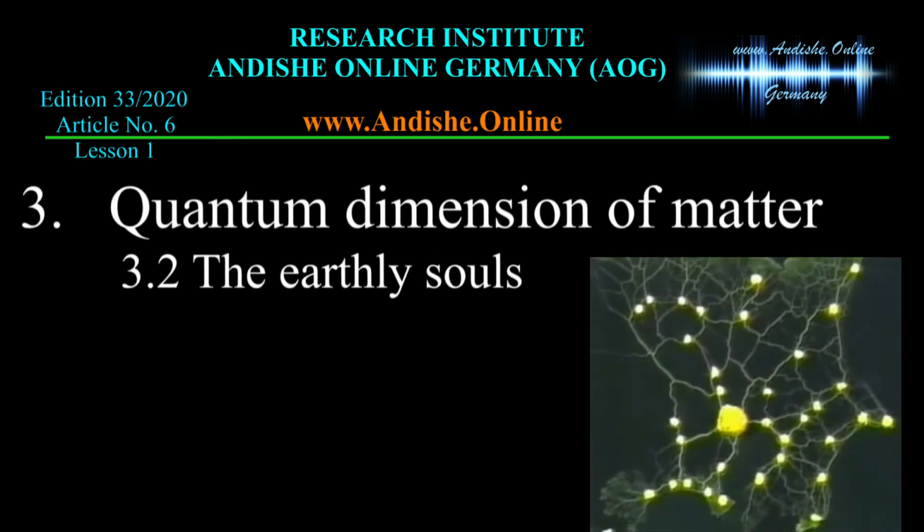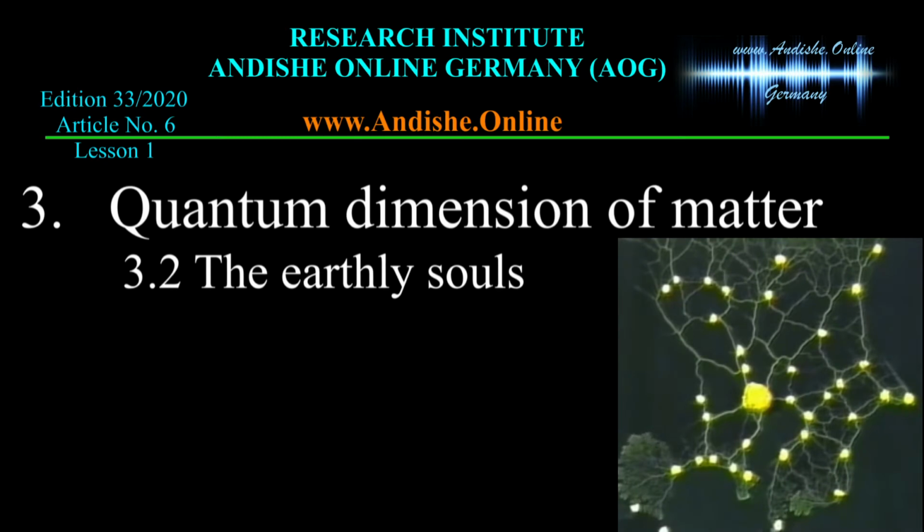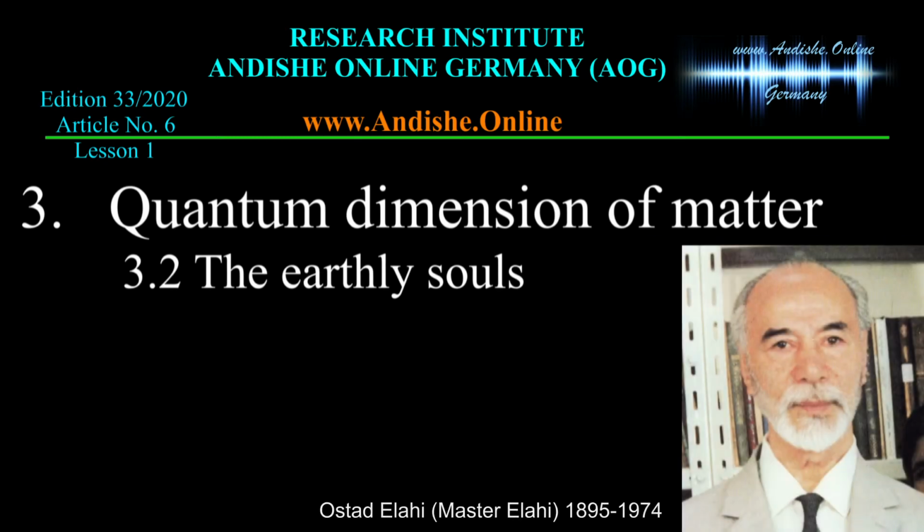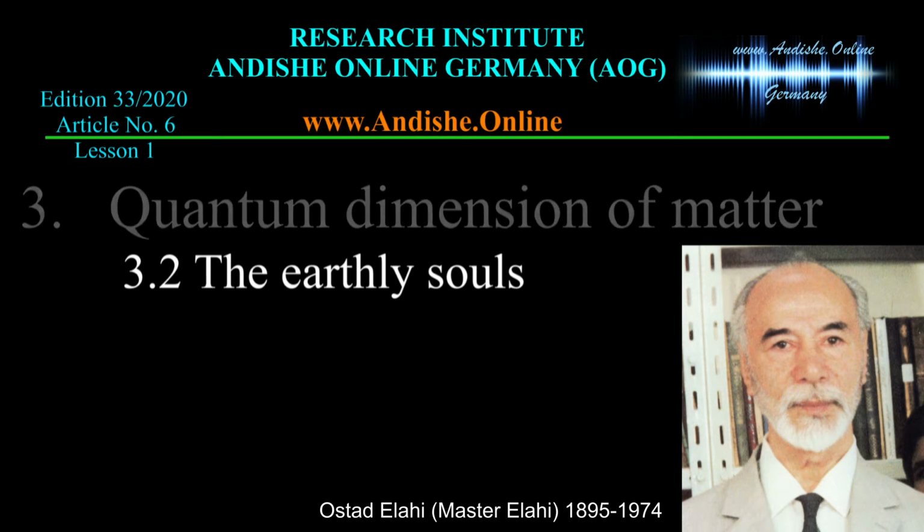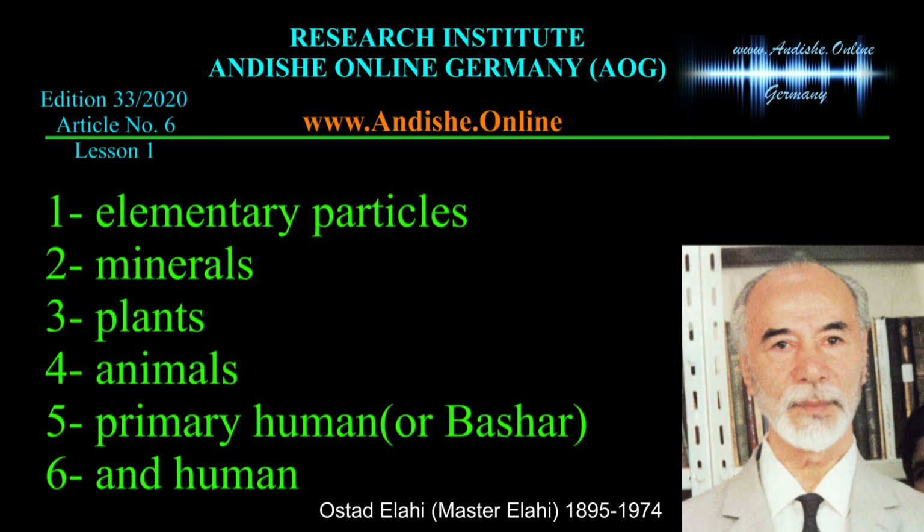3.2. The earthly souls. According to Ustad Elahi's teachings, matter is generally categorized into 5 different main groups and forms which correspond to the classifications of biology and science. These are 1. Elementary particles, 2. Minerals, 3. Plants, 4. Animals, 5. Primary human or bashar and human.